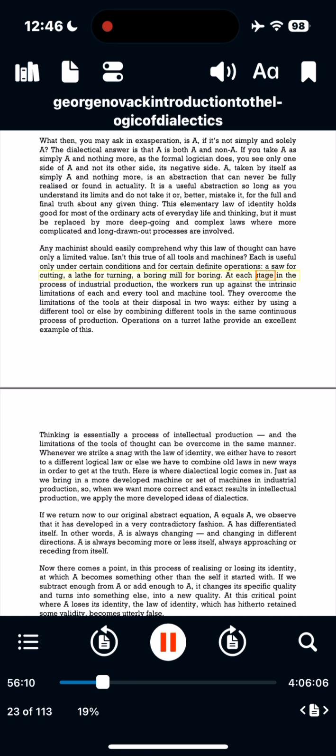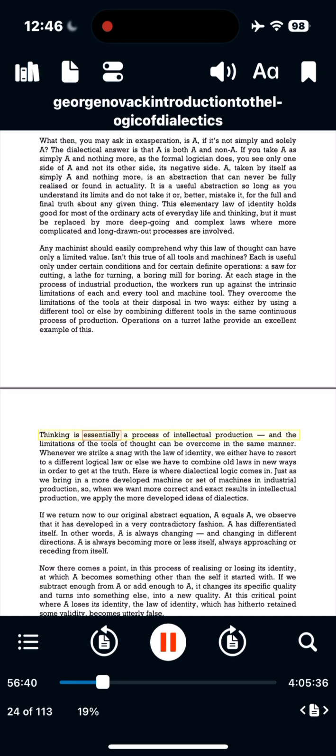At each stage in the process of industrial production, the workers run up against the intrinsic limitations of each and every tool and machine tool. They overcome the limitations of the tools at their disposal in two ways: either by using a different tool or else by combining different tools in the same continuous process of production. Operations on a turret lathe provide an excellent example of this.